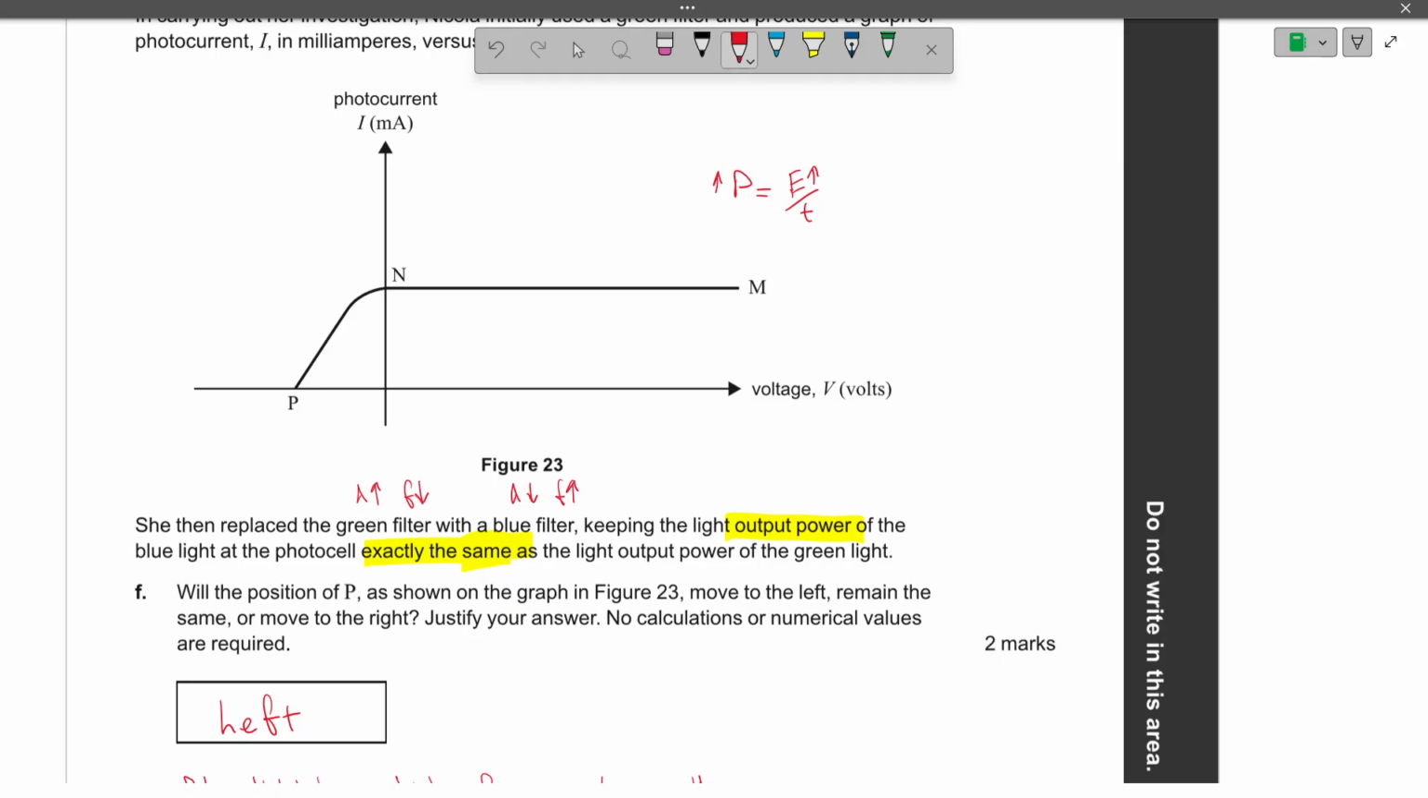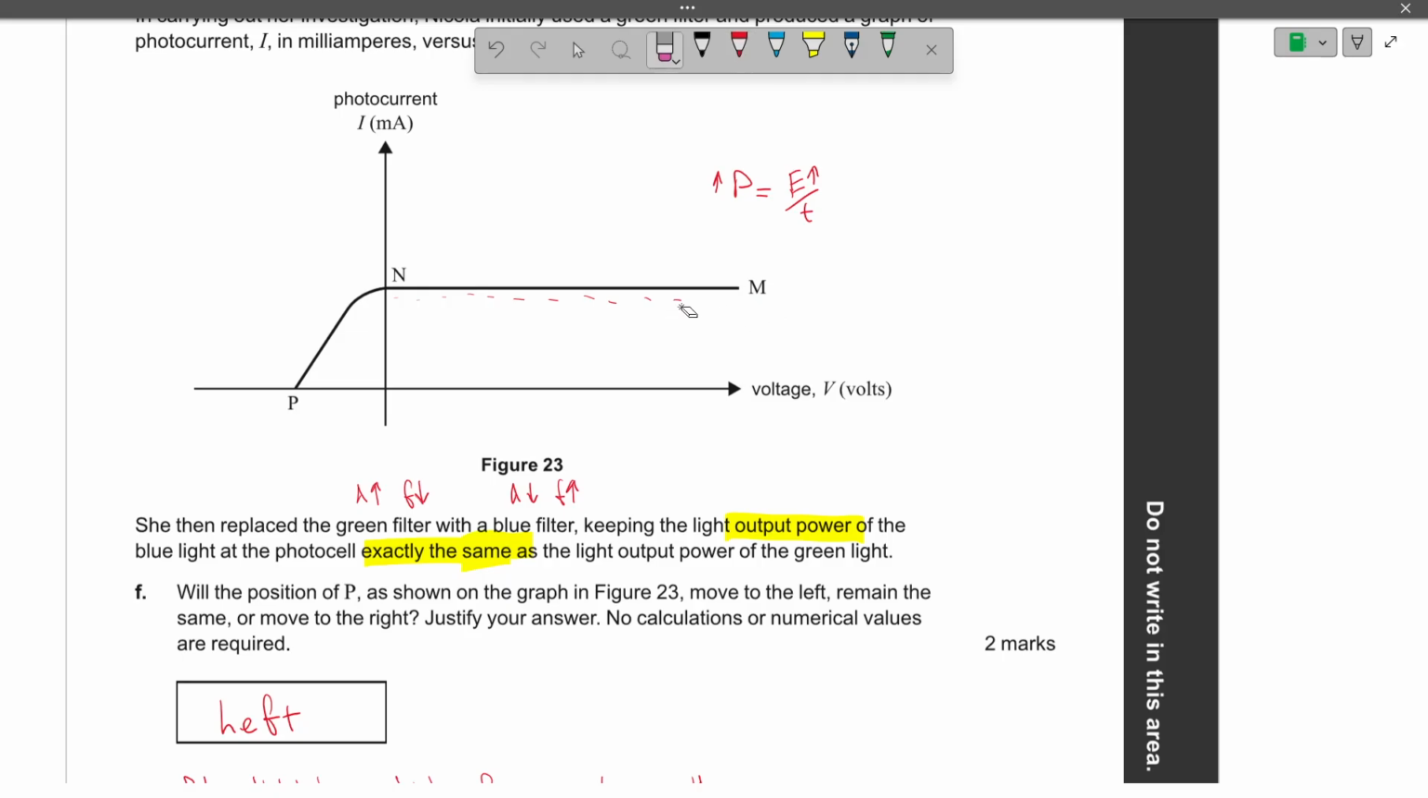And if I'm ejecting fewer photoelectrons, my current is going to decrease, okay? Because current is a measurement of how many electrons pass a certain point in any second, roughly speaking. So I can imagine this line will go down slightly.